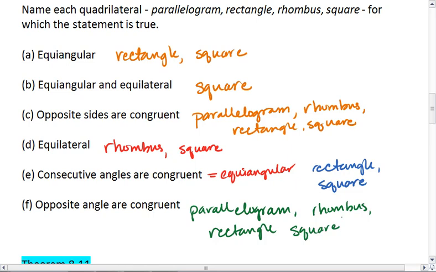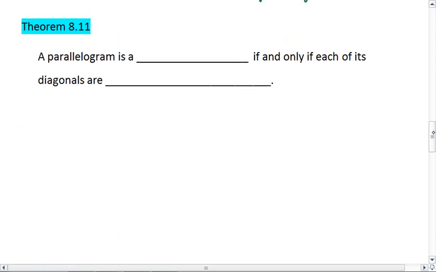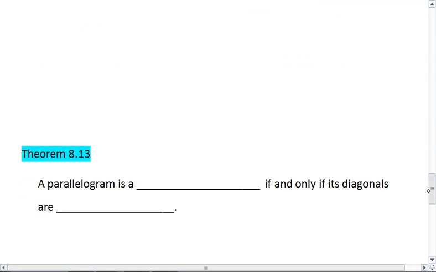Okay, this brings us to our next set of theorems. So if you're good with example 1, go ahead and move on to theorem 811, 812, and 813.